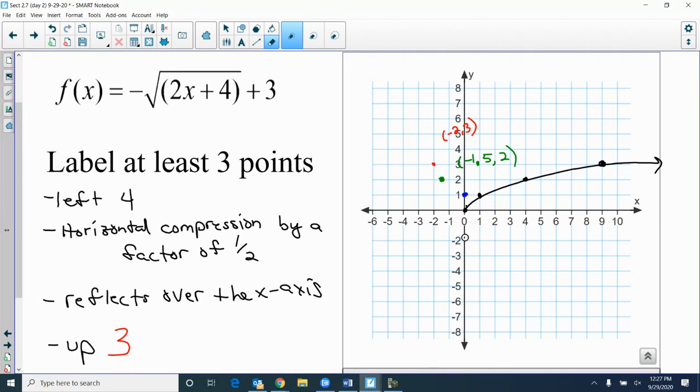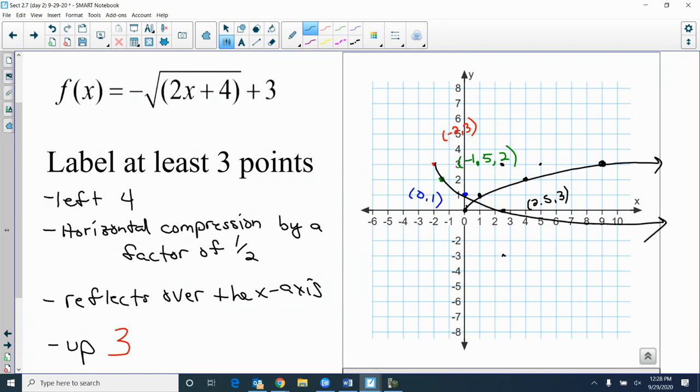That should be the final spot for that one, not our final point. 0, 1. The last one is 9, 3. All right, left 4 puts it at 5, right? Cut that in half. Horizontally compress it by half. Takes it to where? 2.5. Reflect over the x-axis, which takes it down to -3. Move it how far up? 3. According to that point, 2.5, 0. Here's my graph.